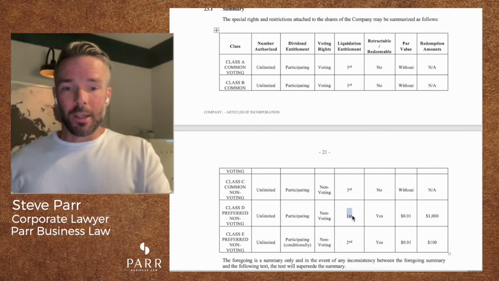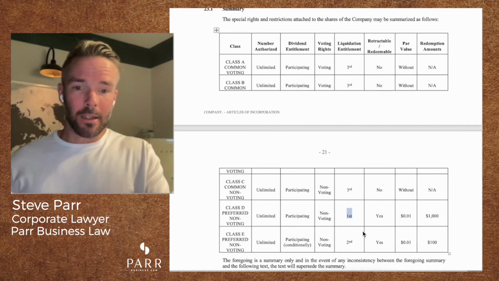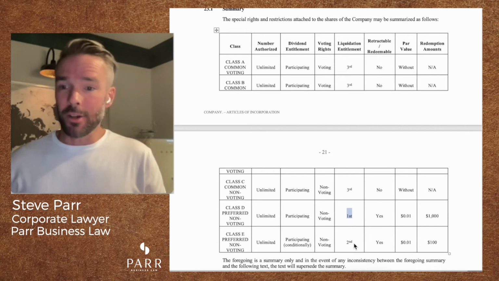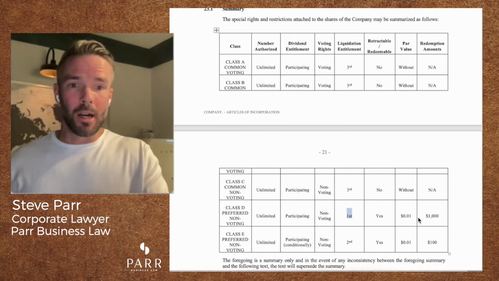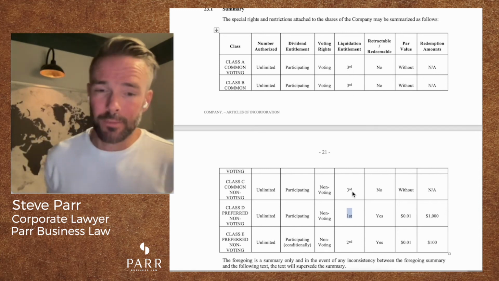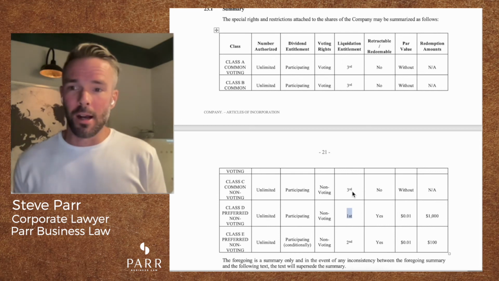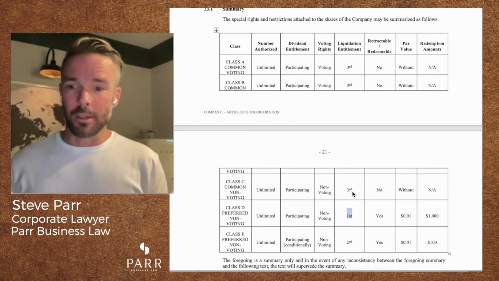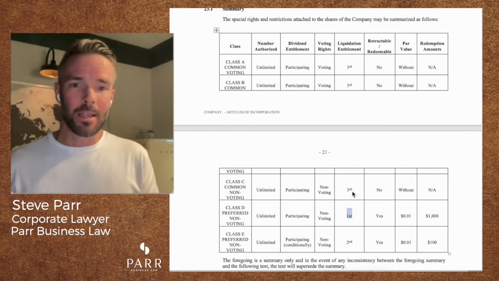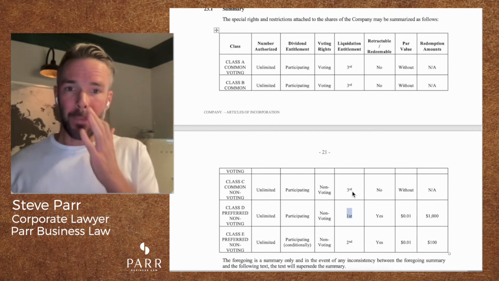So the way that this is set out is Class E gets second. So Class D are going to get paid out first, and Class E second, and then Class ABC, they're all going to have to share. It's called pari passu. It's called they're going to share ratably. They're going to share on a pro rata basis whatever remains.